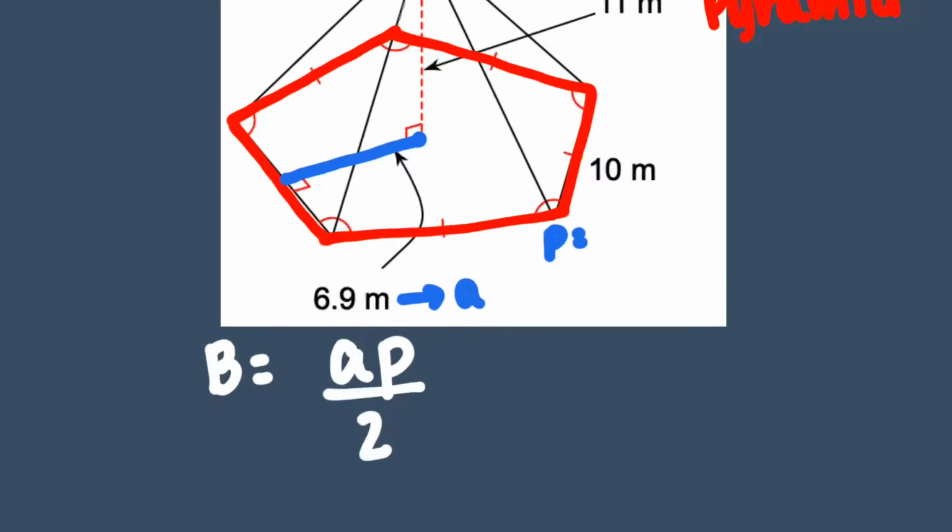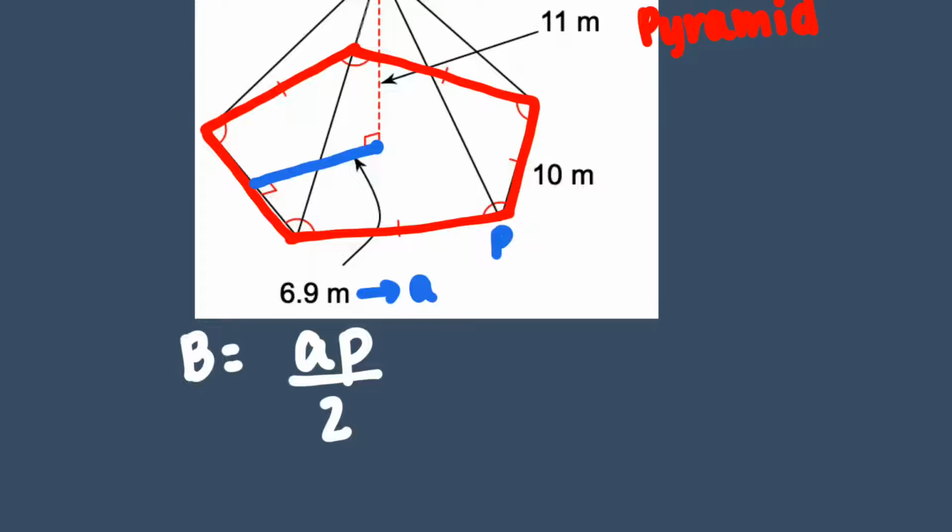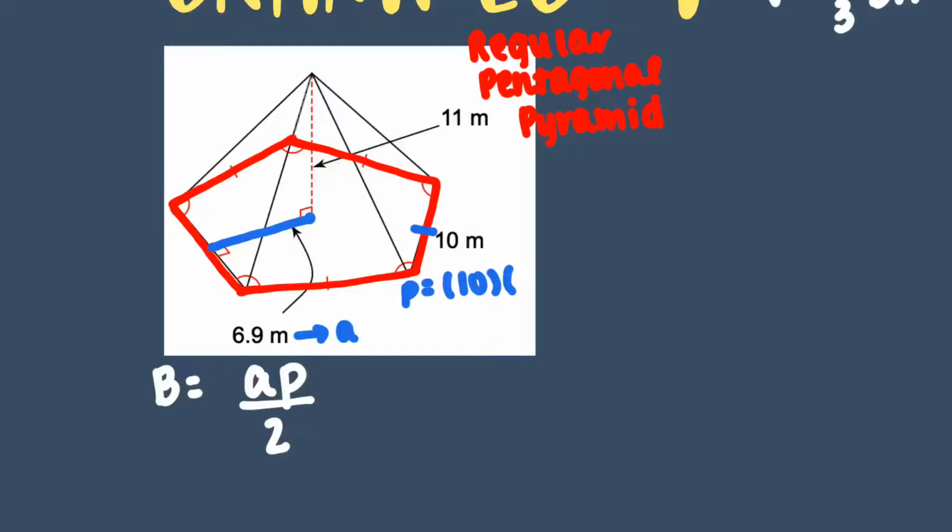And remember, it is a regular shape. So to find that perimeter, we take the length of a side. When I look at these sides, I see here that 10 is how long one of the pentagon sides is, and I multiply it by the number of sides. It's a pentagon. Remember, pent means 5. So I take 10 times 5 for my perimeter, and I find the perimeter of my base to be 50.